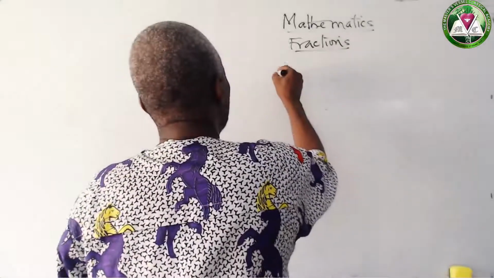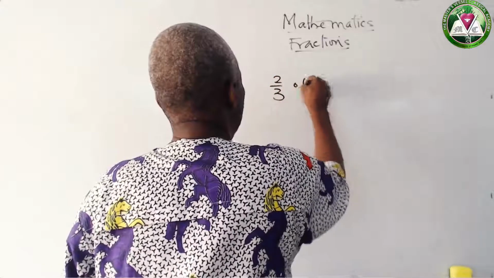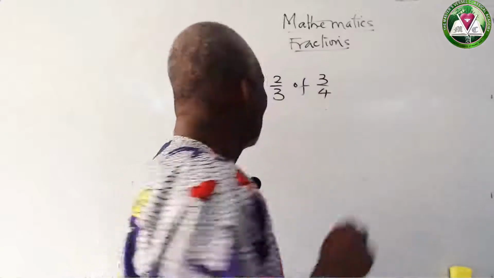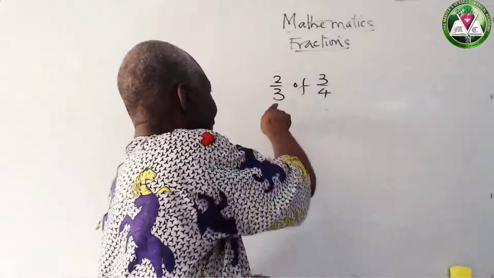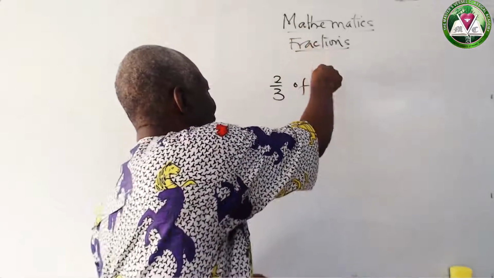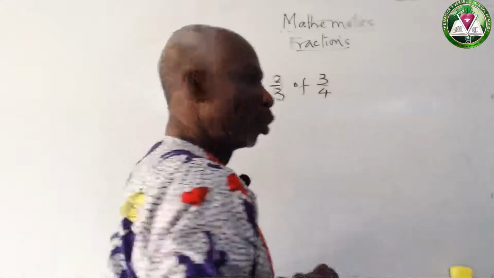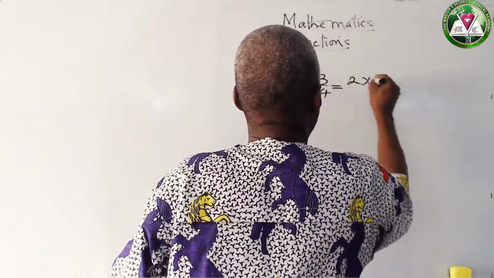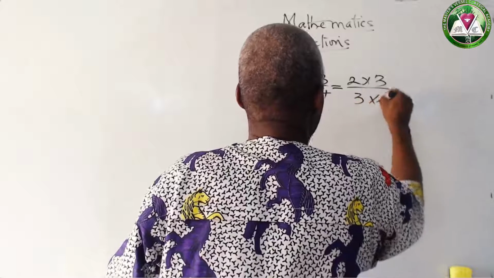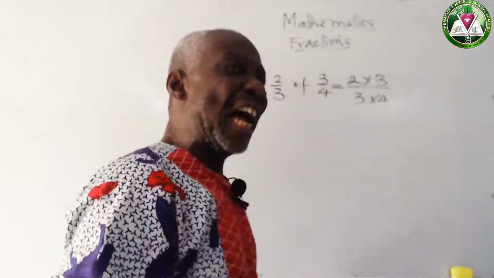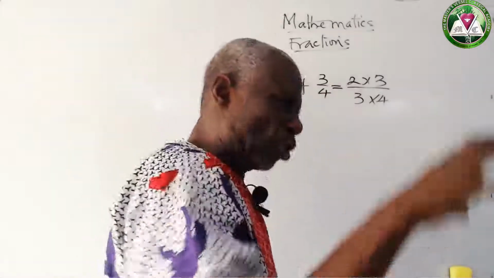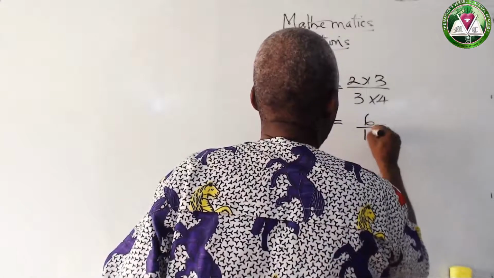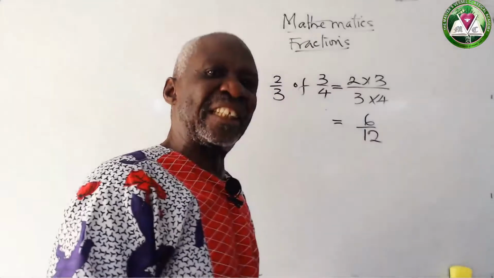I'm given 2 over 3 of 3 over 4. So from what we have agreed now, the numerator of the first fraction is 2, denominator 3. Numerator of the second fraction is 3, denominator 4. So we will write this now as 2 times 3 all over 3 times 4. You may start reducing here, or you may multiply out so as to have a fraction, numerator over denominator. Multiplying out, you have 6 all over 12.